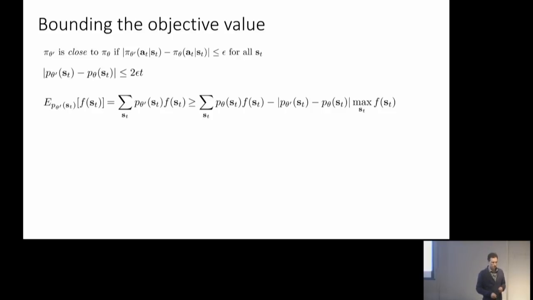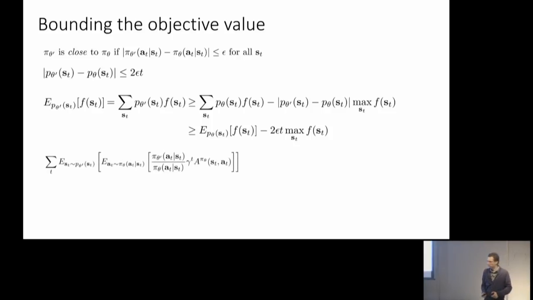So that's a bound. And now, of course, this is just an expectation, so I can rewrite it as an expectation. And here I can plug in my bound for the total variation divergence. So I say that the expectation under p theta prime of s_t of some positive function f of s_t is greater than or equal to the expectation under p theta minus 2 times epsilon times t times the worst possible thing that can happen. And of course, if we can make epsilon small enough, then that second term can become negligible.